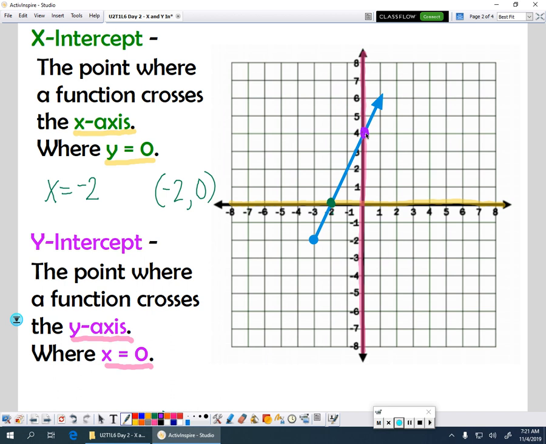So we would say our y-intercept is where y equals 4. And again, if you looked at this y-intercept, its ordered pair would be 0, 4. So where x equals 0, that's where you get your y-intercept.